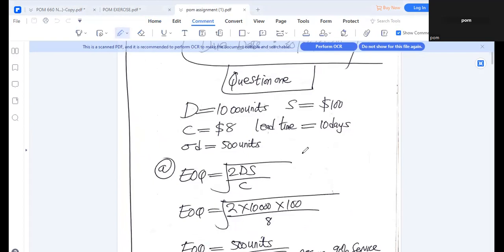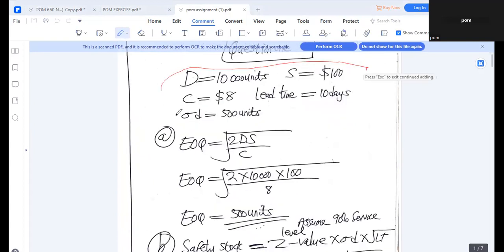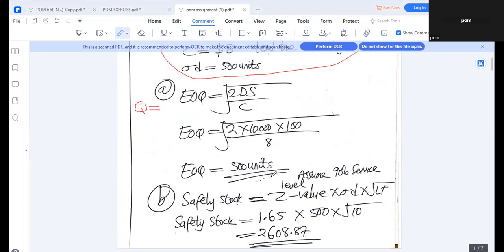So for this information, we can substitute here. We have gotten an EOQ of 500 units when using a calculator. That's the first one, which is the Q, based on what has been given. And then after finding this, the service level was not given. From here, substituting this, we have our Q, the EOQ.